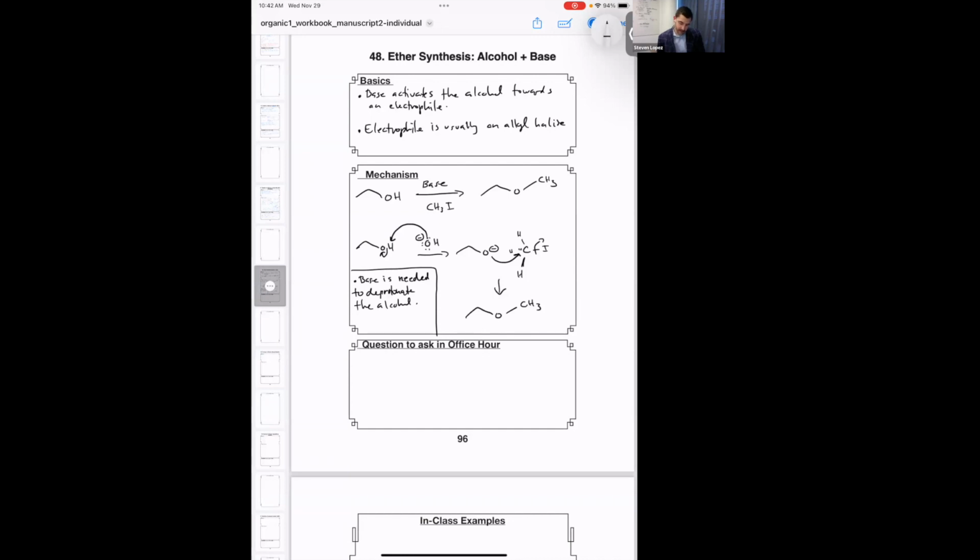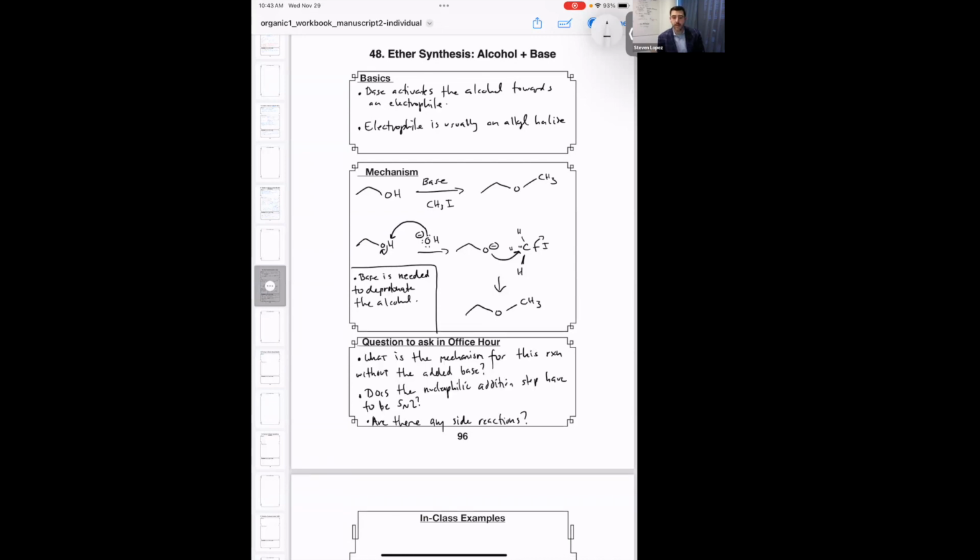So questions you might ask in office hour: 1, what is the mechanism for this reaction without the added base? 2, does the nucleophilic addition step have to be SN2? Could it be SN1, for example? And are there any side reactions that are possible?